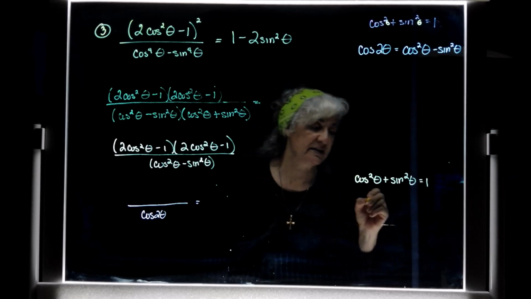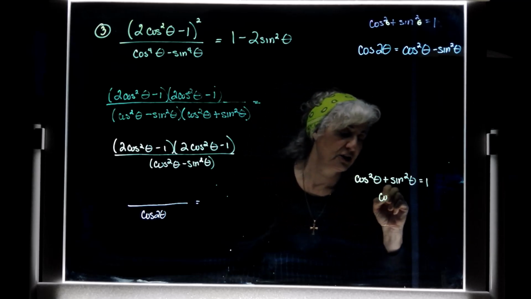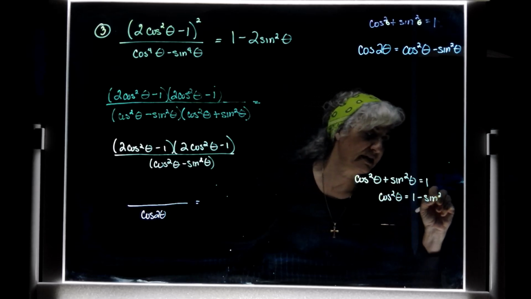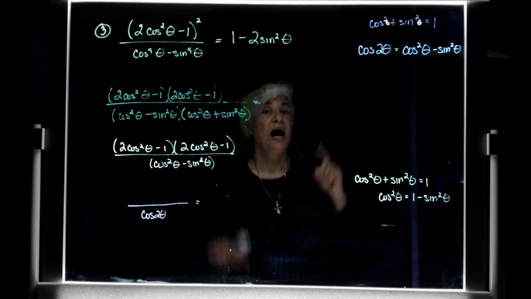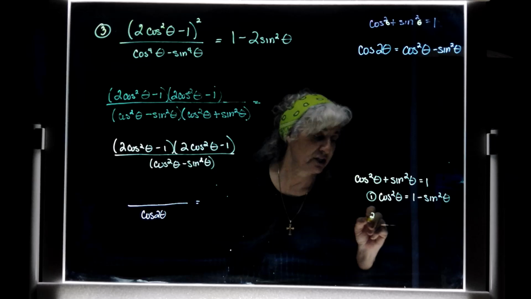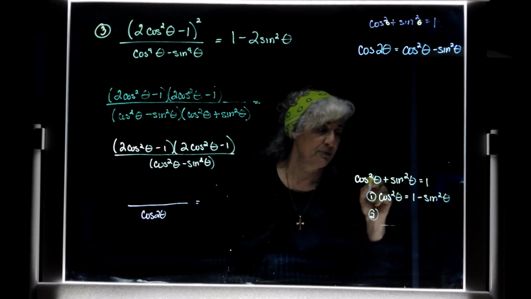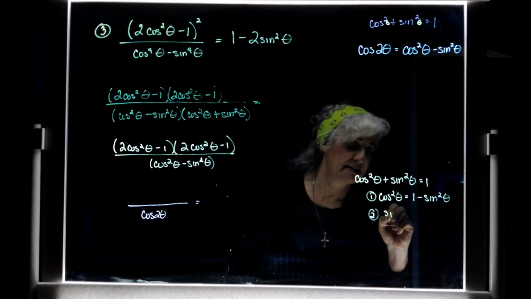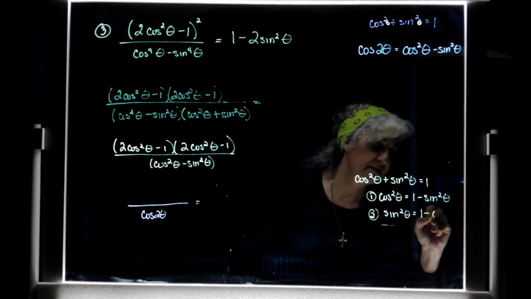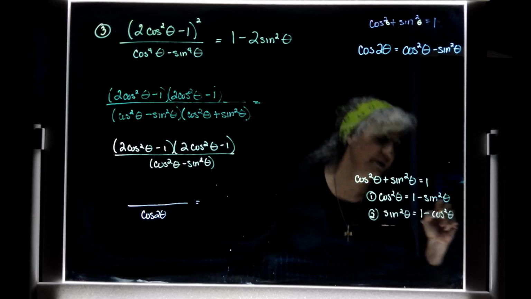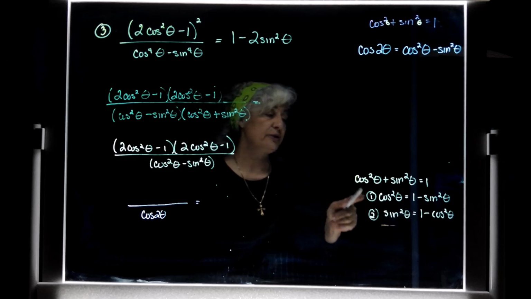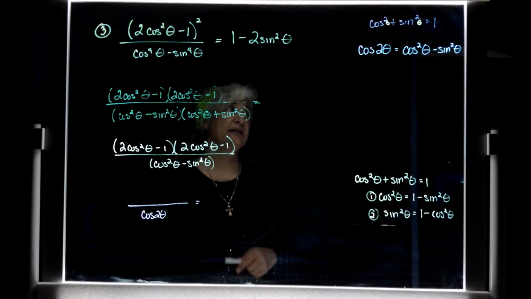I can rewrite this as cosine squared of theta equals 1 minus sine squared theta, can't I? I can also rewrite this. This is one way. I can also rewrite this by moving cosine over and saying sine squared of theta equals 1 minus cosine squared theta. I can get cosine squared by itself or I could get sine squared by itself.